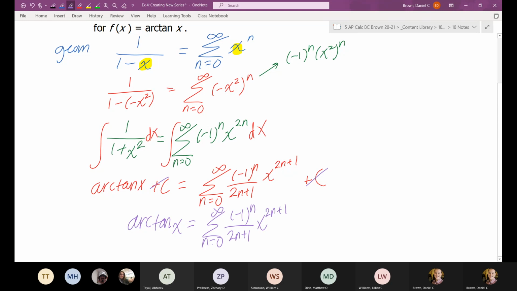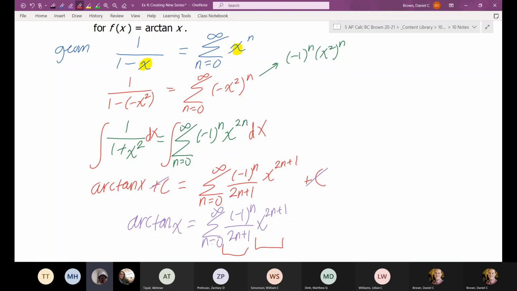Yes, sir. X has to be by itself, right? It is just a good habit, because a lot of these show up on the multiple choice part of the AP exam, to have your final answer in that clean form where you have the clear coefficient and then x raised to a power. Okay. Any other questions on that problem?